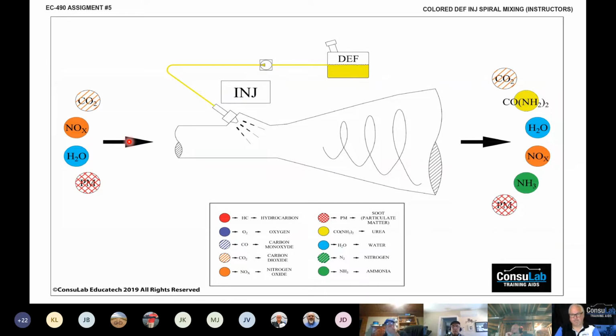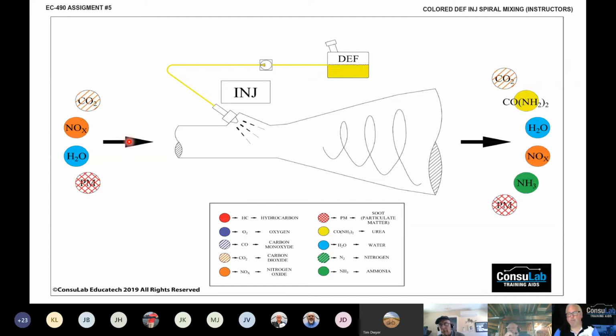Coming into the decomposition or spiral mixing chamber, we've got carbon dioxide, oxides of nitrogen, H2O water, and particulate matter. It's kind of funny when I ask questions. I made mistakes on the first couple times that I did this. I asked about what gases are coming through. Well, particulate matter really isn't a gas, it's a solid, and it has to be dealt with in another way. So I often will call it constituent components, or whatever comes out at the other end of this.